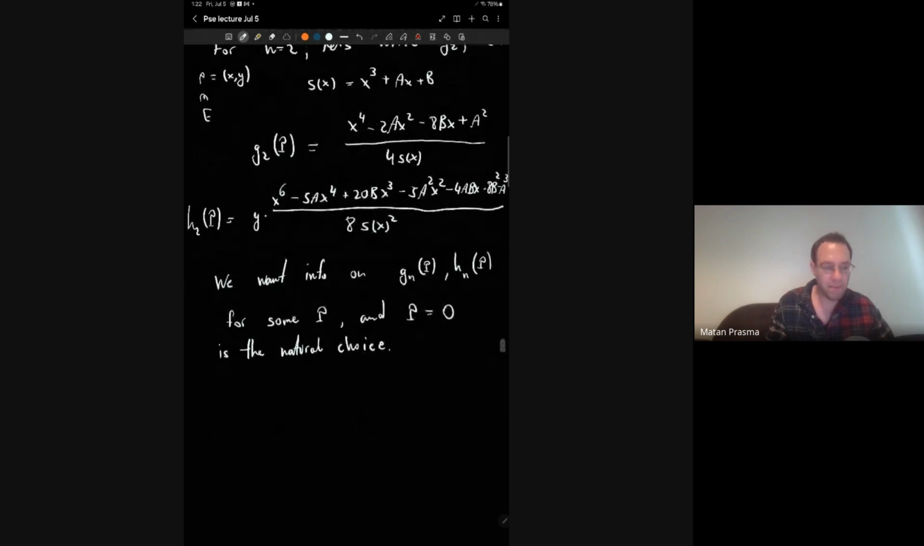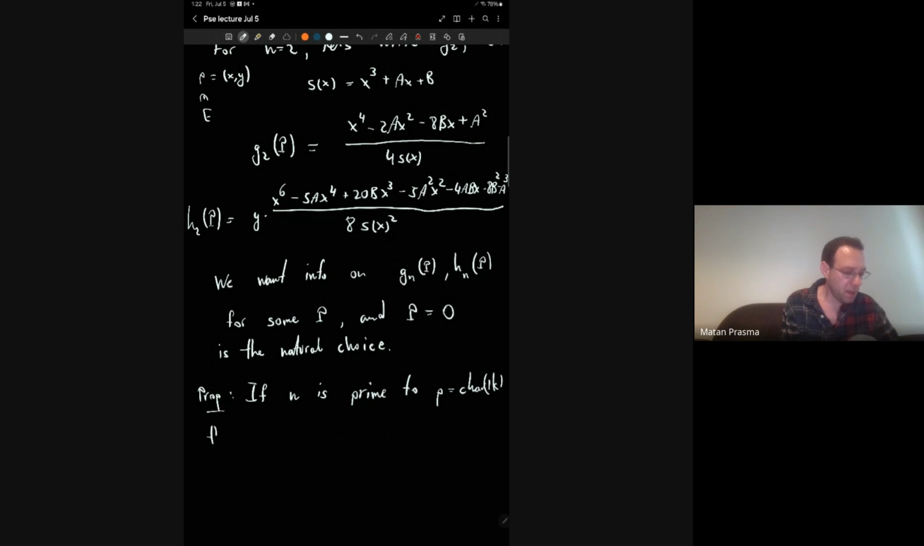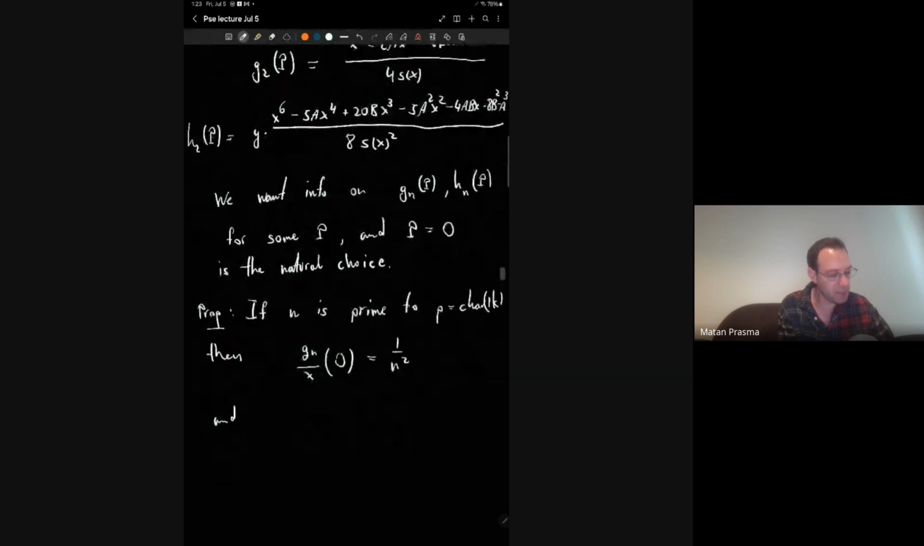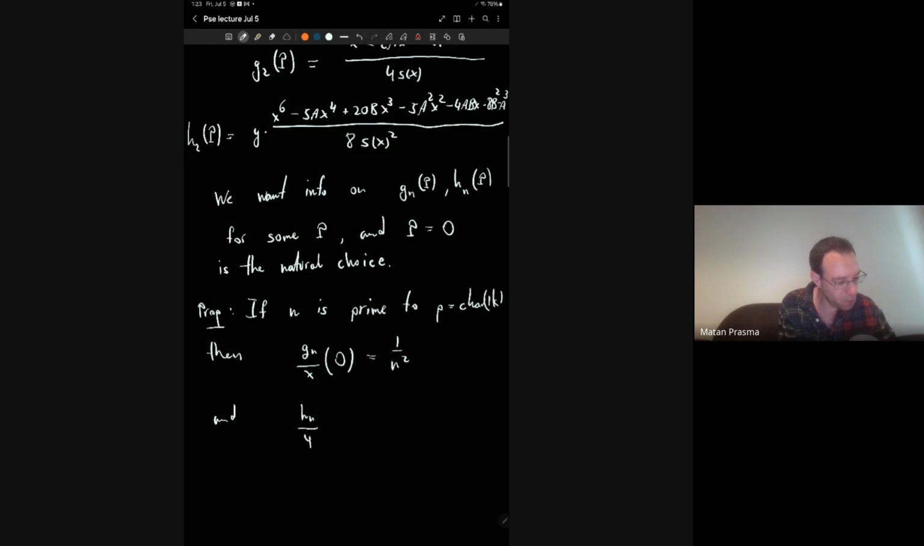So this is the next proposition. If n is prime to p, where p is the characteristic of the field, then G_n is a function of x and y, and if I divide it by x and evaluate at O, I get 1 over n squared. And if I do the same for H_n, but now divided by y and evaluated at O, then I get 1 over n cubed.